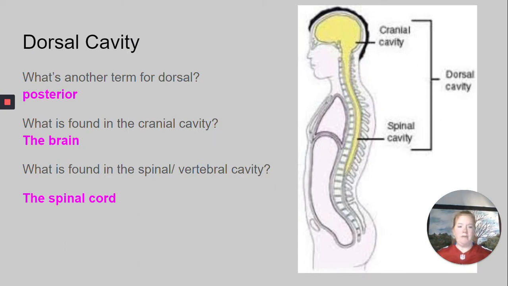The dorsal cavity. Remember, dorsal is back, another term for posterior. The dorsal contains two cavities, the cranial cavity and the spinal cavity. So remember, another word for dorsal is posterior. In the cranial cavity, the brain. In the vertebral or spinal cavity, it's the spinal cord.